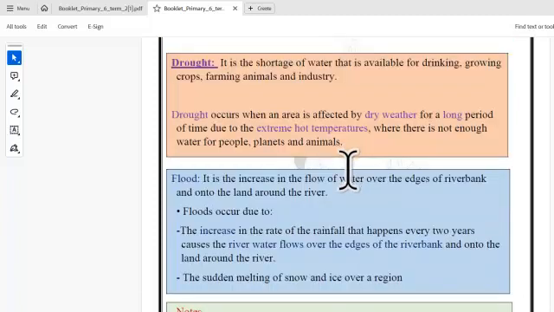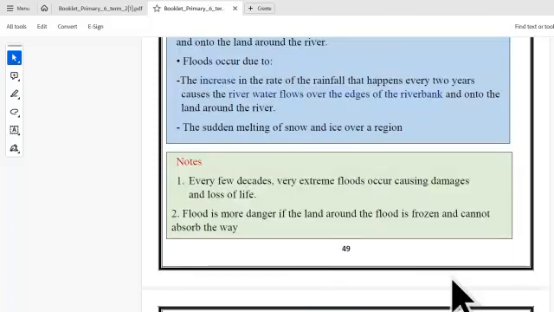Flood: it is an increase in the flow of water over the edge of a river bank and onto the land around the river. Floods occur due to an increase in the rate of rainfall that happens every 2 years, which causes the river water to flow over the edge of the river bank and onto the land around the river. Also the sudden melting of snow and ice over a region.